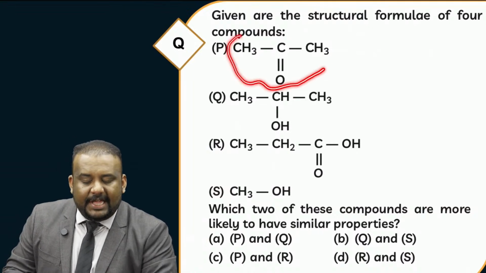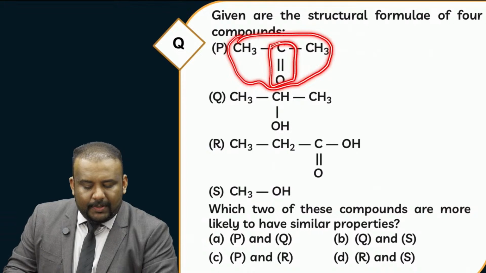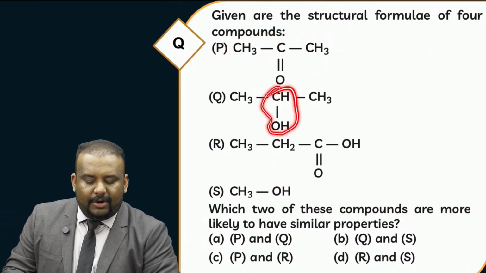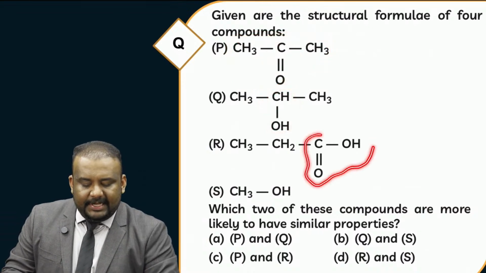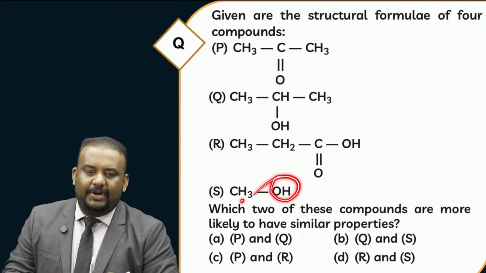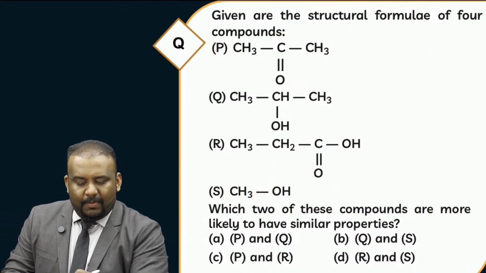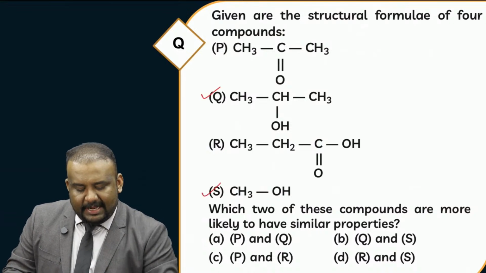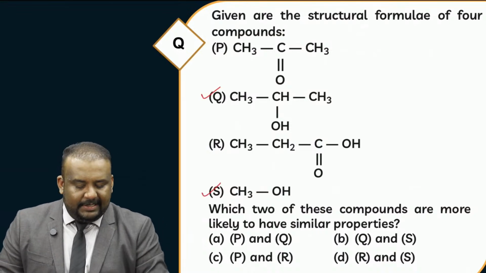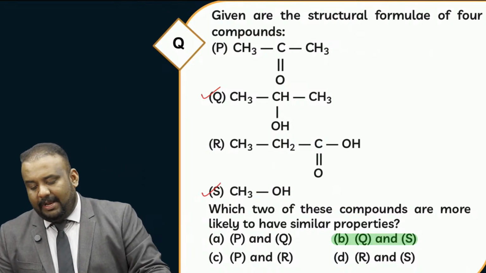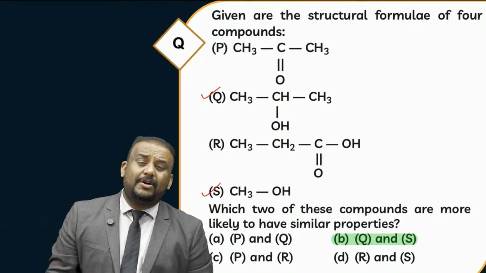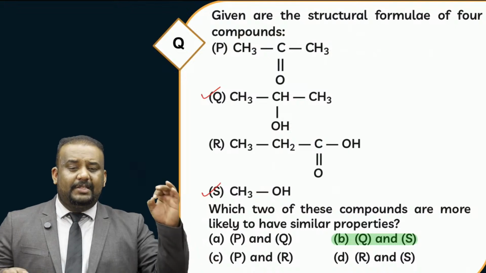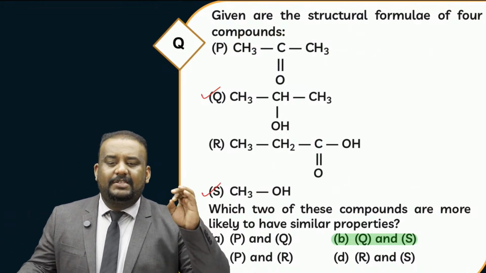First compound is a ketone. You see C double bond O. Second compound is an alcohol. Third compound is a carboxylic acid. Fourth compound is an alcohol. So which 2 compounds have the same functional group? This and this. So Q and S will share the same chemical properties, because chemical properties are decided by the nature of the functional group.